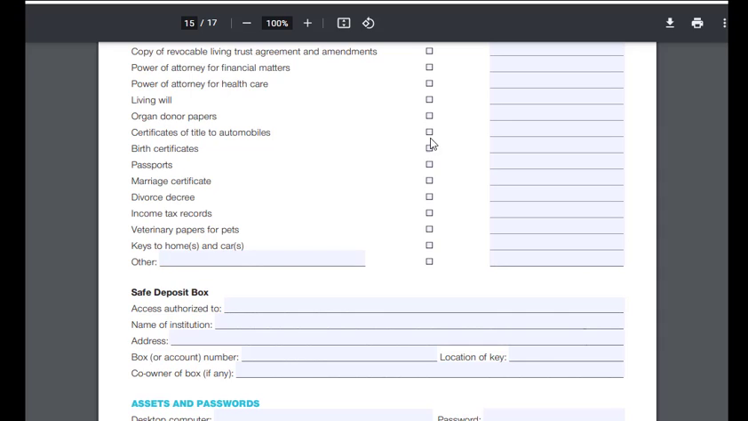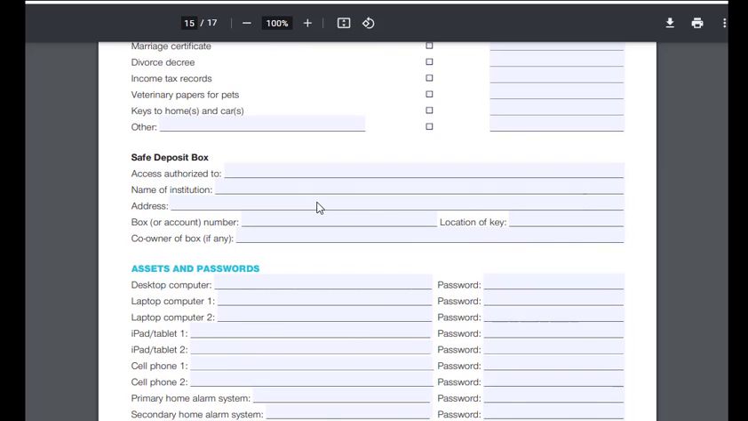Where am I at? All right, so somehow you've got to check off that box. I don't know how to do that. And then start writing on the side where those papers and such are located. You can also include a safe deposit box.